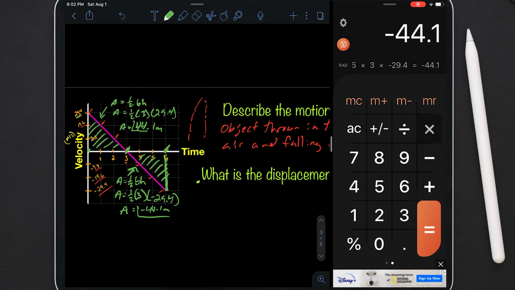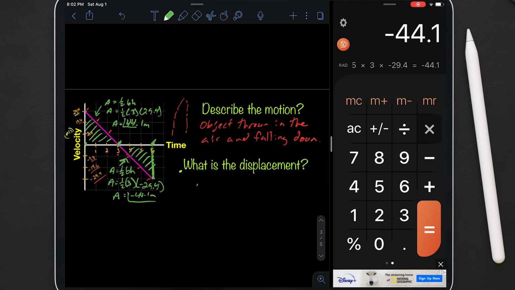So the question is, what is the displacement? Well, it's 44.1 plus negative 44.1, which gives us a 0 meter displacement. And that makes sense because, like I said, it's an object that flew up in the air, fell back down, landed right back where it started.